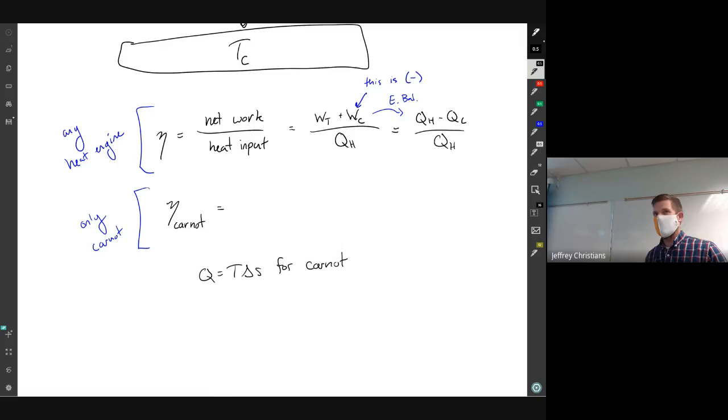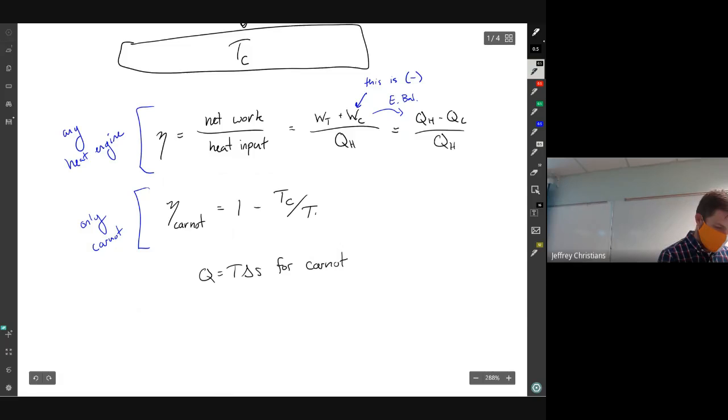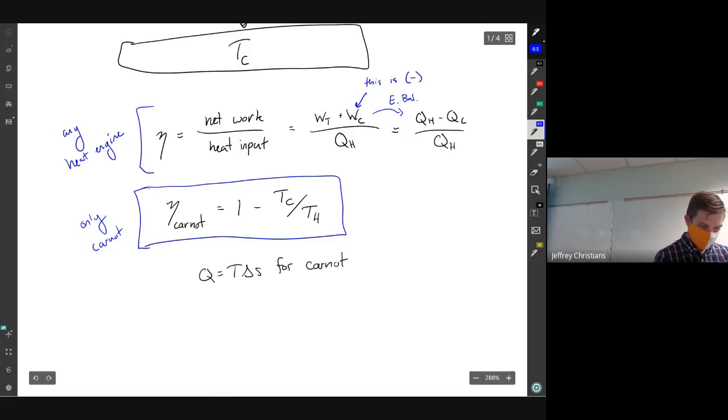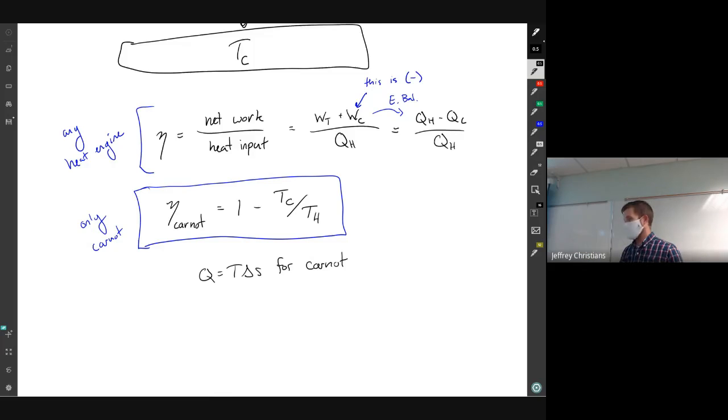That works because in Carnot all of the steps are ideal, all of the steps are reversible. So then we can write this as 1 minus TC over TH, where we're getting that from that top equation, plugging in T delta S. The delta S's all cancel out, and we just get that the efficiency of a Carnot cycle is only related to the two temperatures involved. This is actually kind of a cool thing.